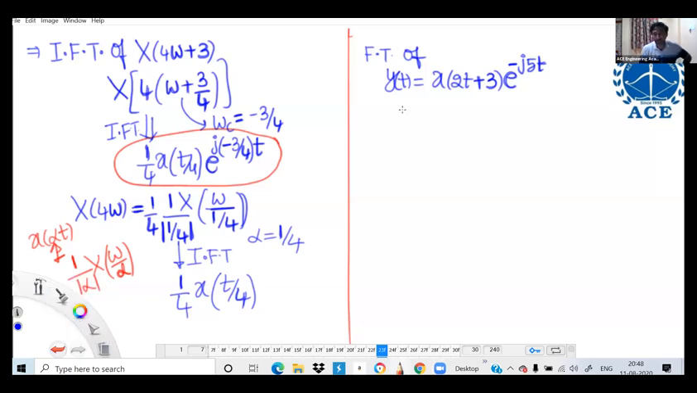Okay. Let us see the right side thing. Right side thing, application of time scaling, time shifting, frequency shifting. Three properties. I am writing this as z of t into e power minus j pi t. Isn't it? Z of t, I am assuming as what, sir? X of 2t plus 3. I am assuming z of t as what? X of 2t plus 3.